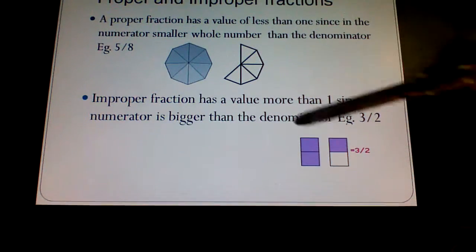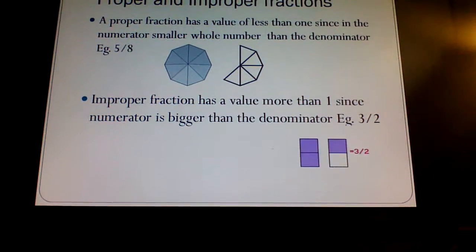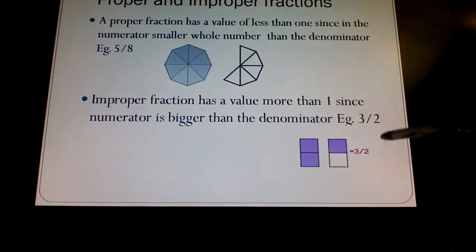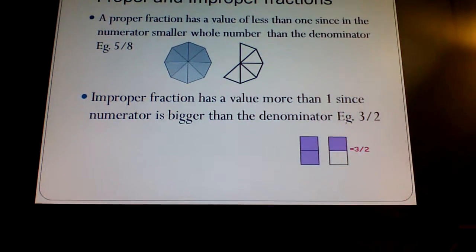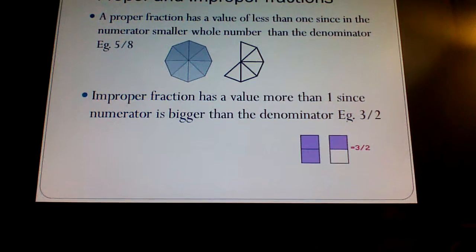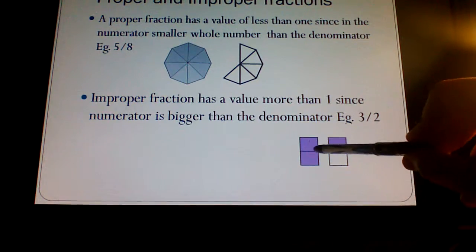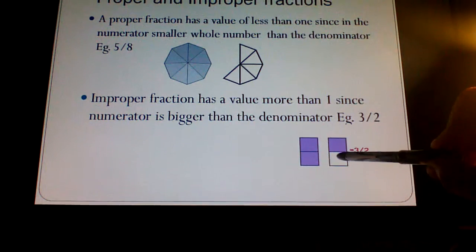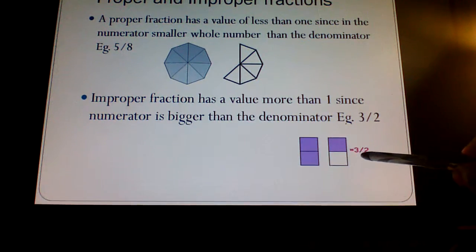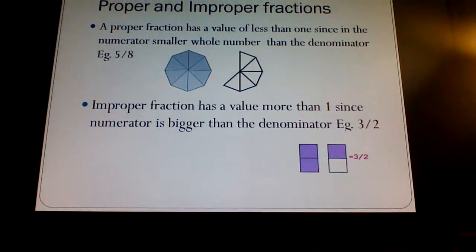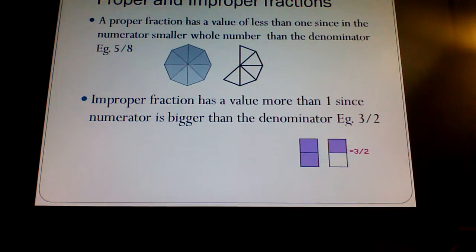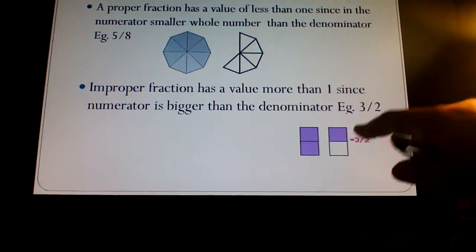An improper fraction always has a value of more than 1, since the numerator is more than the denominator. For example, 3/2. 3/2 can be written as 2/2 plus 1/2. This has a value of 1 and then another half.